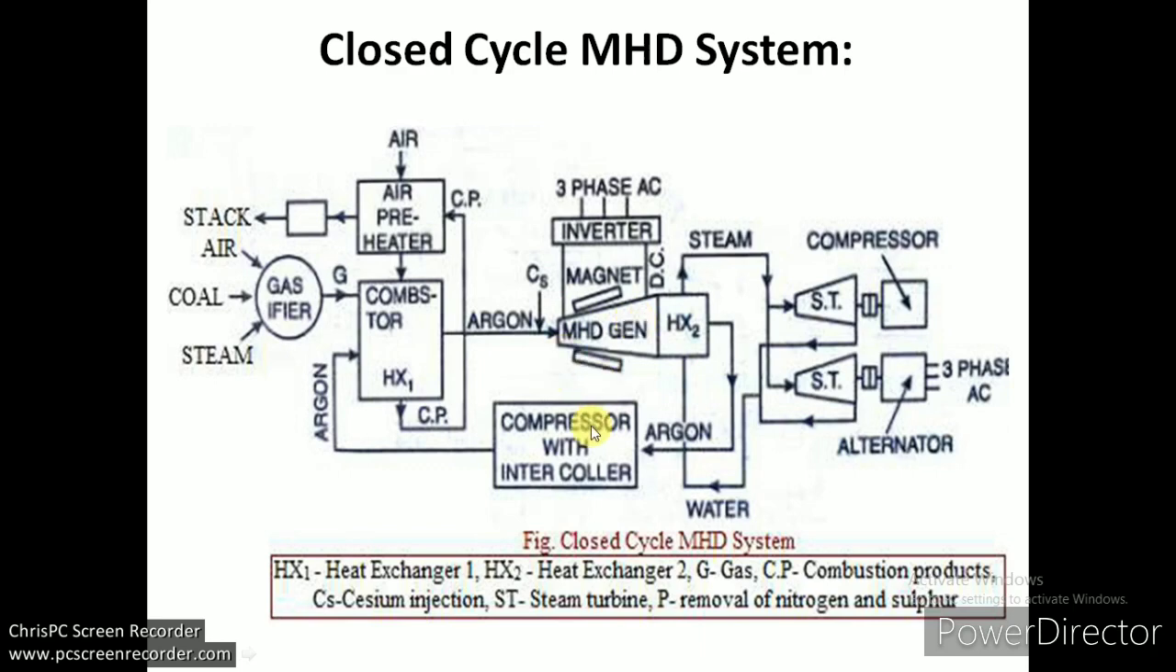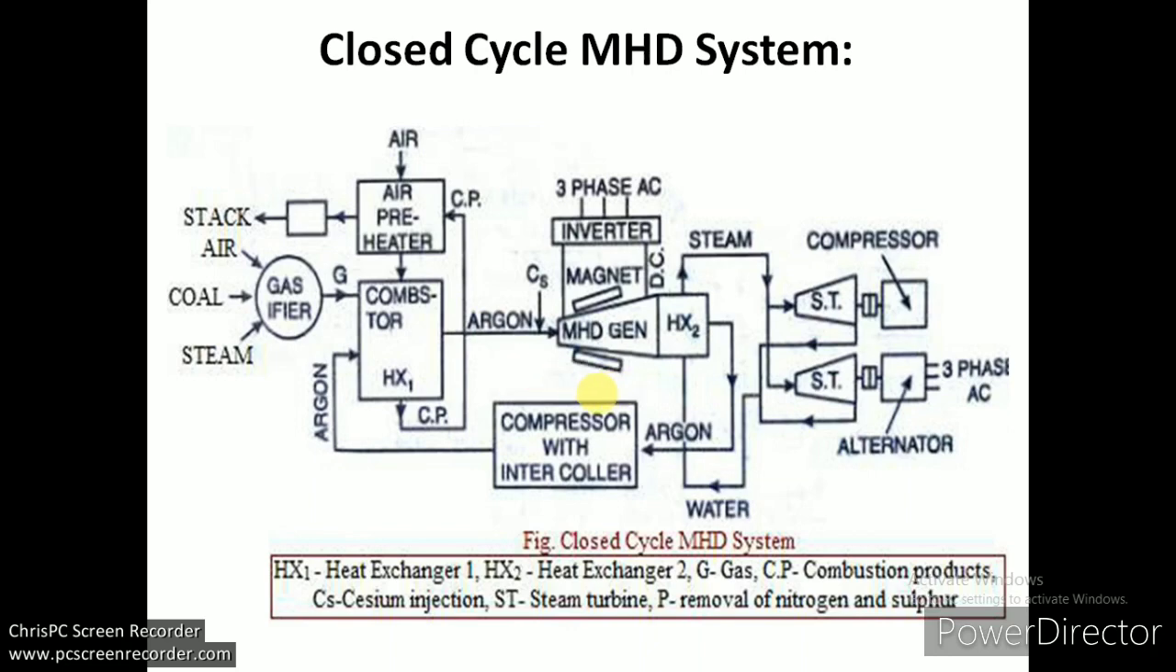Helium and argon used as the working fluid are heated up with the help of a heat exchanger, as there is a provision of a heat exchanger over here. So fuel consumption is very less as compared to the open cycle MHD system. These are some basic advantages over the open cycle MHD system.